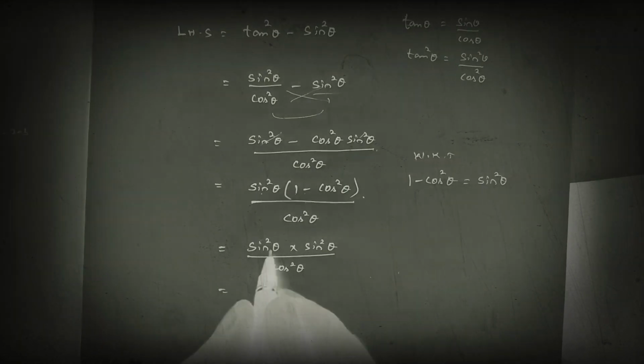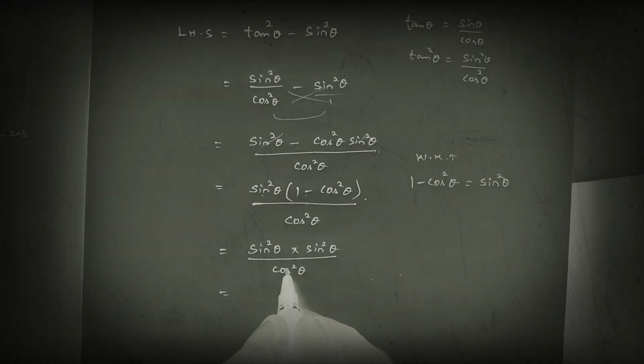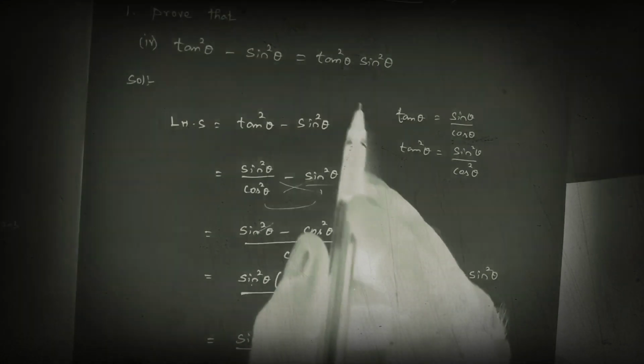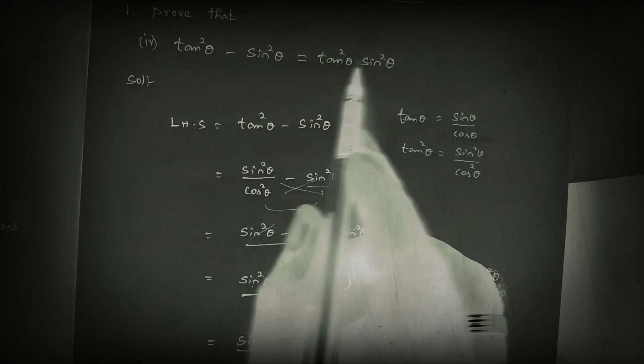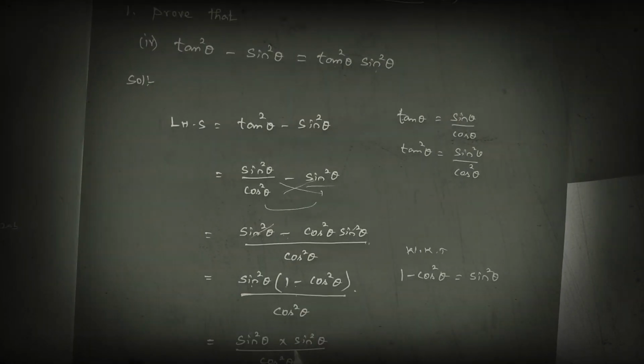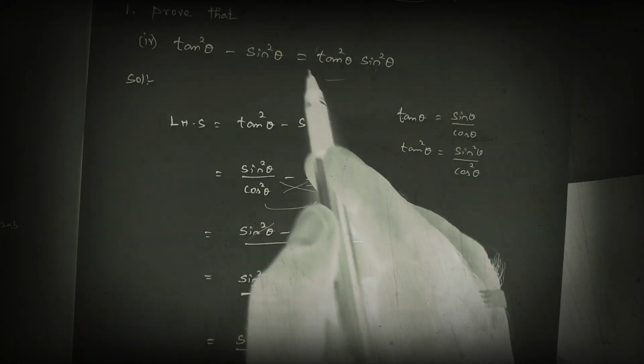Now I have sin square theta into sin square theta divided by cos square theta. But what do we want to prove? We want to prove that tan square theta into sin square theta. So sin square theta is there. Still what do we need? Tan square theta alone is needed.